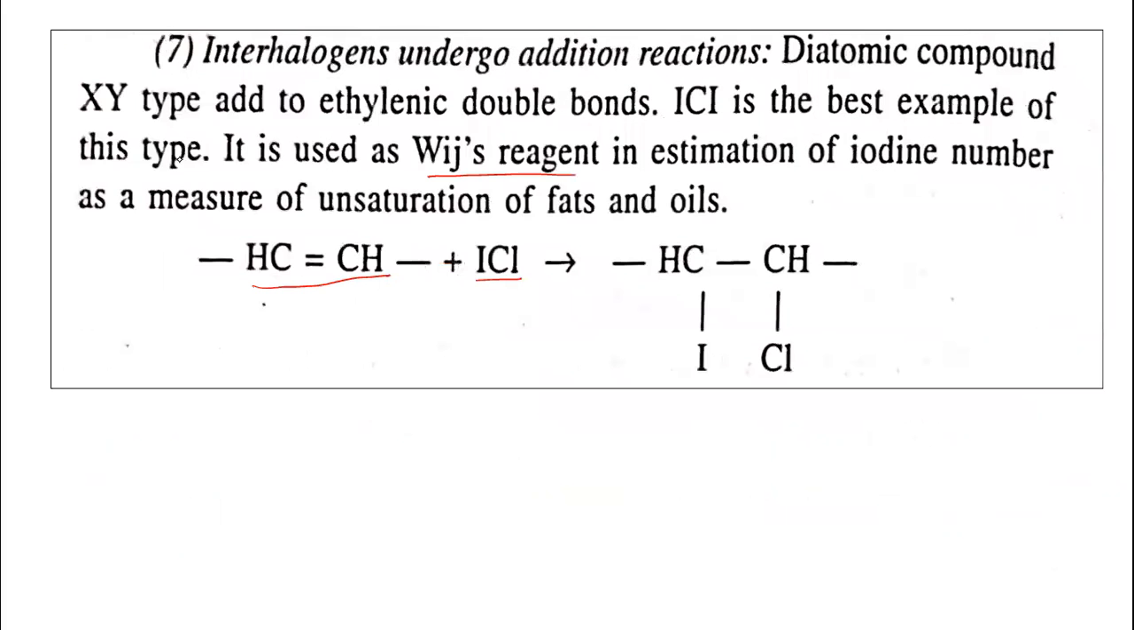Okay. So in this lecture, we discussed the general properties of the interhalogen compounds. All these properties are important. And the last one is disproportionation. The interhalogen compounds can be disproportionated. So this is about the general properties of the interhalogen compounds.